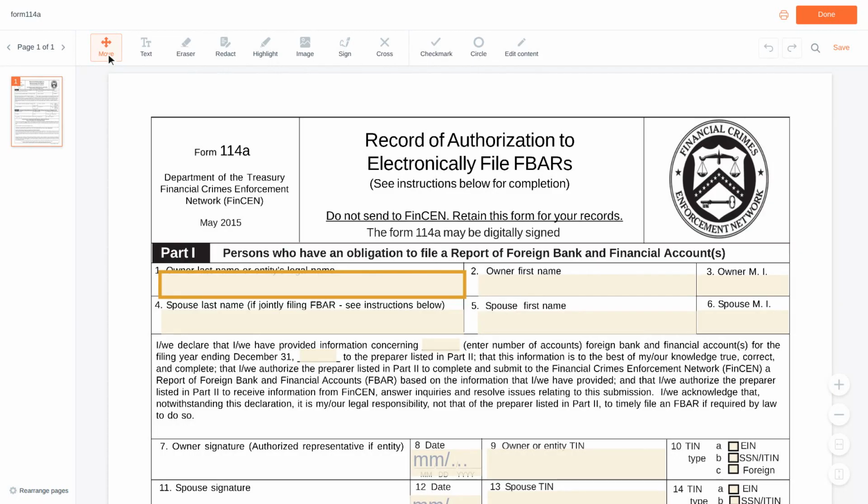Form 114A is used when an account owner wants a third party, such as a tax preparer, to file the FBAR on their behalf. You keep this form in your records. You do not submit it to FinCEN.